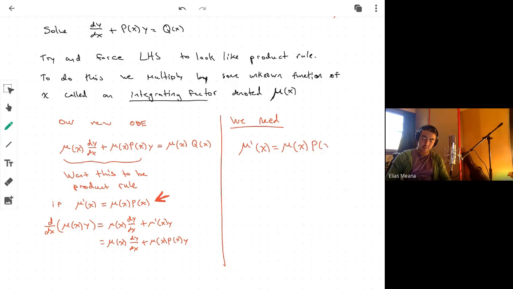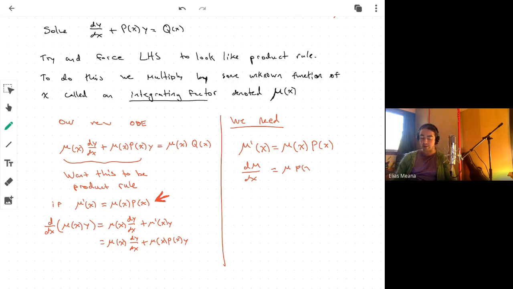Right? And what I'm going to do is, instead of writing mu prime, I'm just going to write this as d mu dx. Let me make sure that I write this better. Okay, d mu dx. I just want to make sure that the notation is good. Equals mu times p of x.